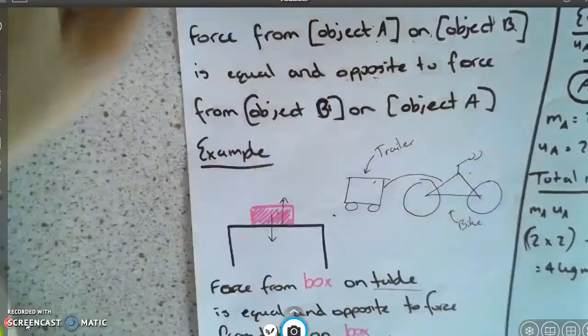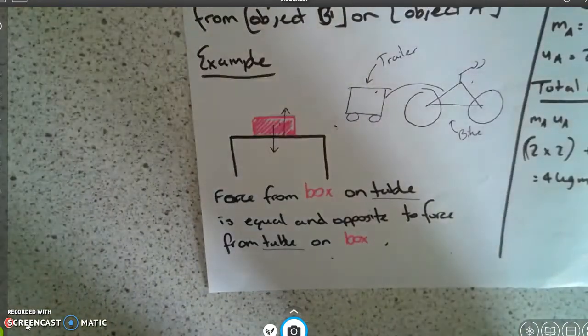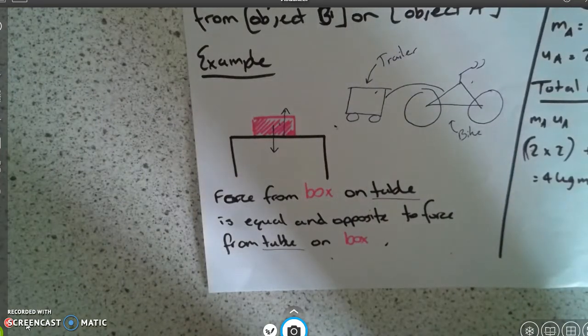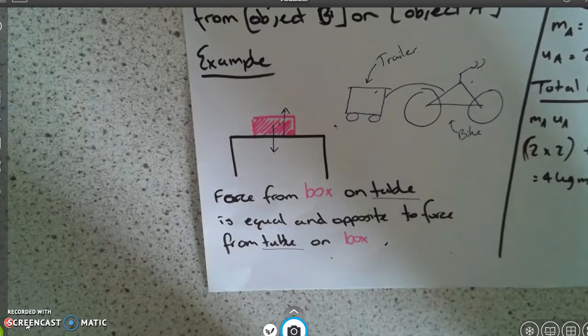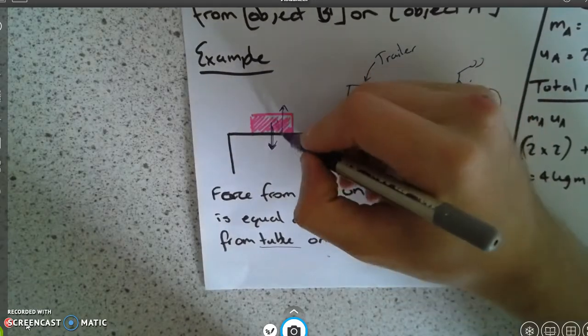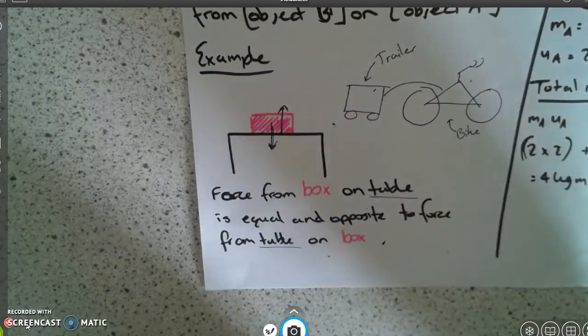Here's an example, just focus on this part over here. We've got a pink box, and that pink box is resting stationary on a table. So using my template, we can say the force from the box on the table is equal and opposite to the force from the table on the box. That is the exact reason why the box does not start falling through the table, and is the reason why the box does not start magically levitating away.